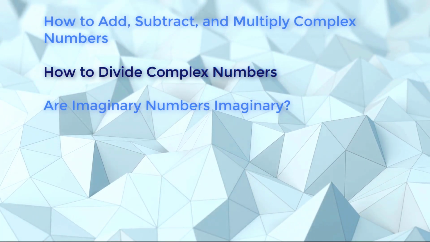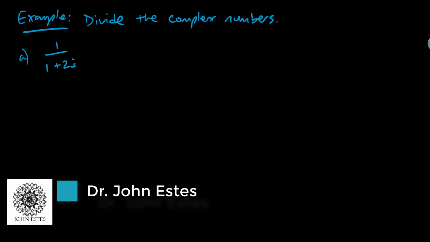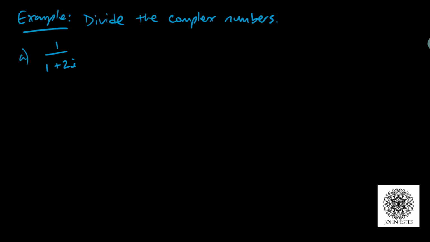If you watched my previous video on complex numbers, you saw that arithmetic with complex numbers is really not that different than arithmetic with just real numbers. But when it comes to division, it's still not difficult, but we have an extra step to consider. So I want to look at this example here. I'm dividing 1 by 1 plus 2i. Now this should end up as a complex number, so it's got to be a plus bi. But how do I find that?